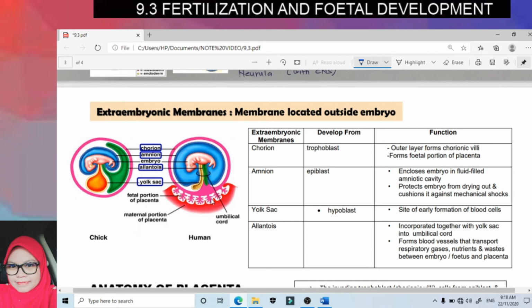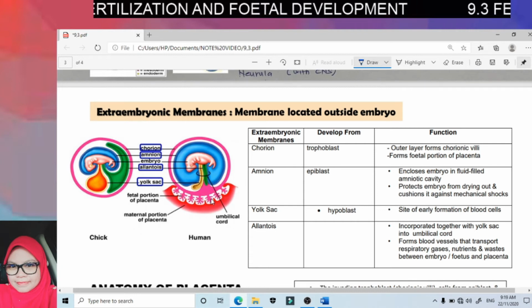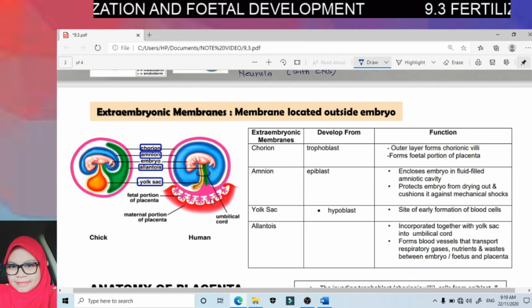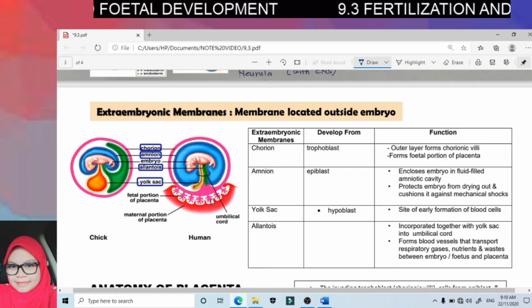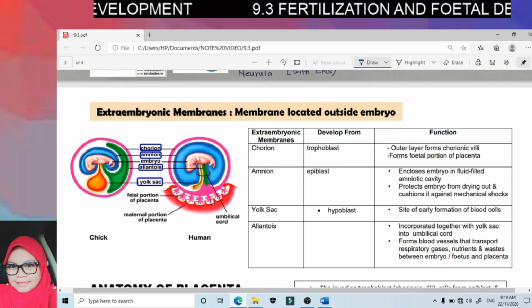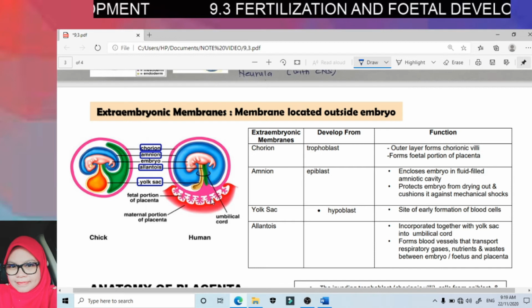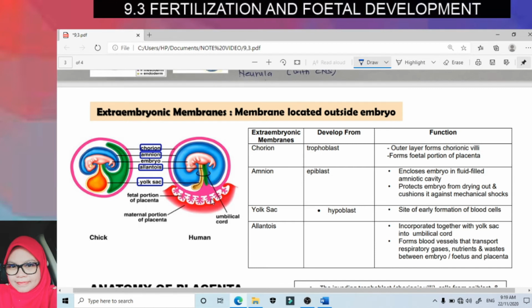The outer layer, the chorion, is developed from the trophoblast. And the function is that this outer layer forms the chorionic villi and the fetal portion of the placenta. So this chorion will become the fetal portion of the placenta and will produce chorionic villi.